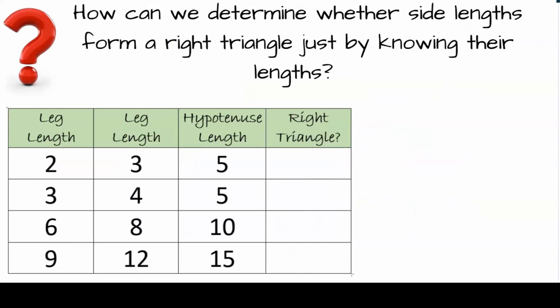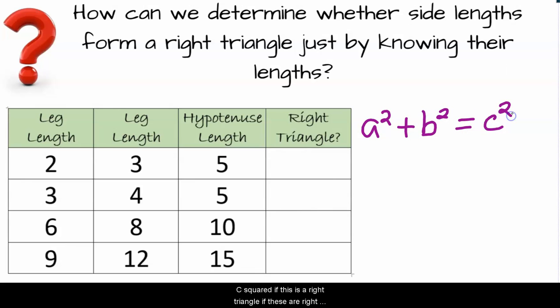The first thing that we can do is determine whether side lengths form a right triangle just by knowing their lengths. So in this table, I have four different triangles, the lengths of their legs and their hypotenuse. And using the Pythagorean theorem, we are going to check to see if these are indeed right triangles. I know that a squared plus b squared equals c squared. If these are right triangles, then that must be true.